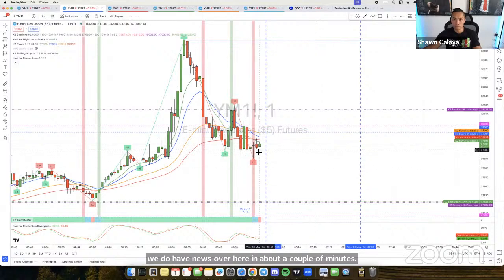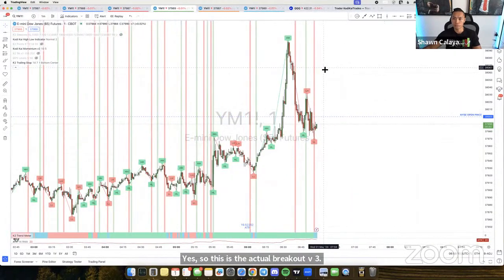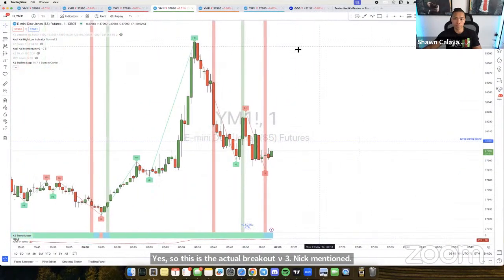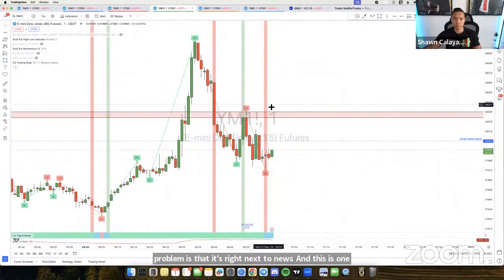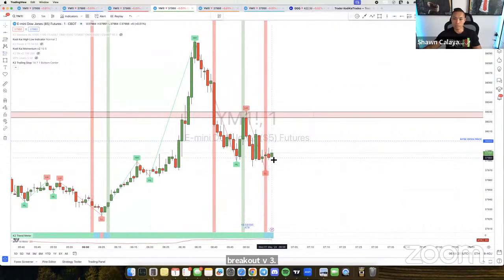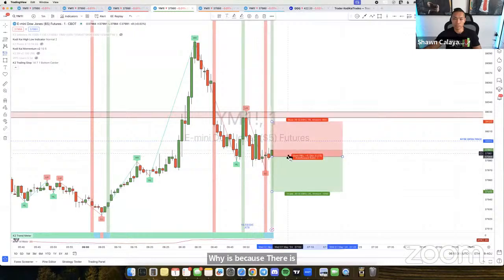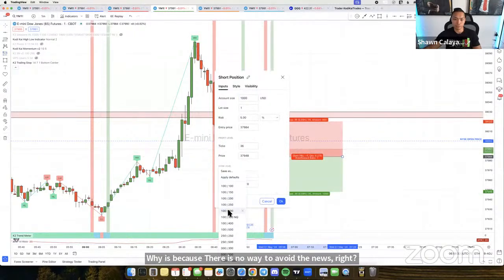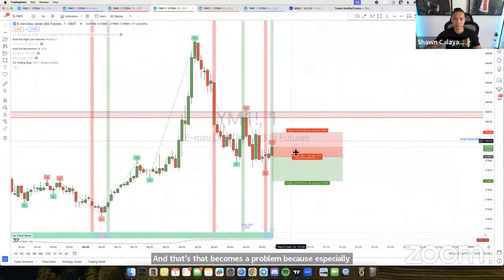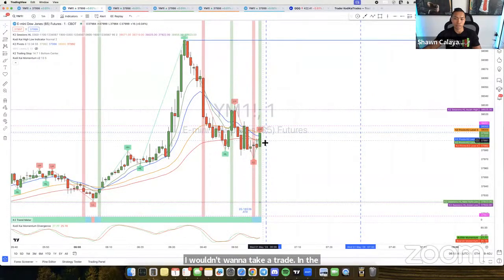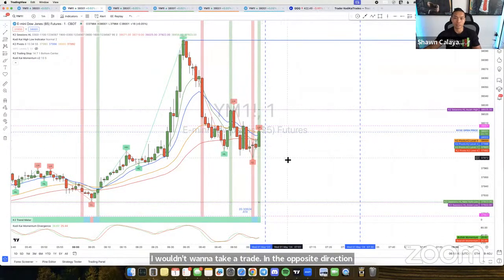Yeah, so this is the actual breakout B3 that Nick mentioned. The actual breakout B3 kind of set up right here. The problem is that it's right next to news. And this is one of the main reasons why I stopped wanting to take the breakout B3, because there was no way to avoid the news, right? And that becomes a problem because especially when it's a high impact news like this, I wouldn't want to take a trade in the opposite direction. So I wouldn't have taken this trade here, of course. Well, I'm obviously not going to take it. We have some really high impact news coming up in about a minute.